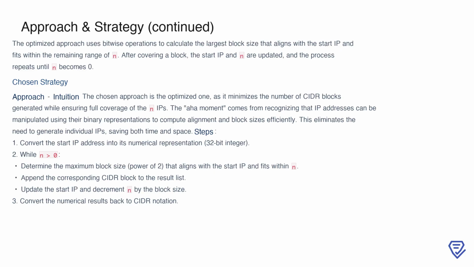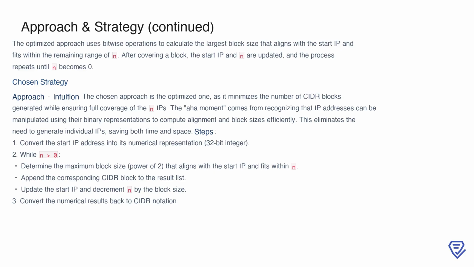Once a block is determined, the start IP and the remaining n are updated, and the process continues until all IPs in the range are covered when n becomes 0. This strategy is efficient because it avoids the need to process each IP individually. Instead, it uses the binary representation of the IP address to find the largest possible block size that maintains alignment and fits within the range.